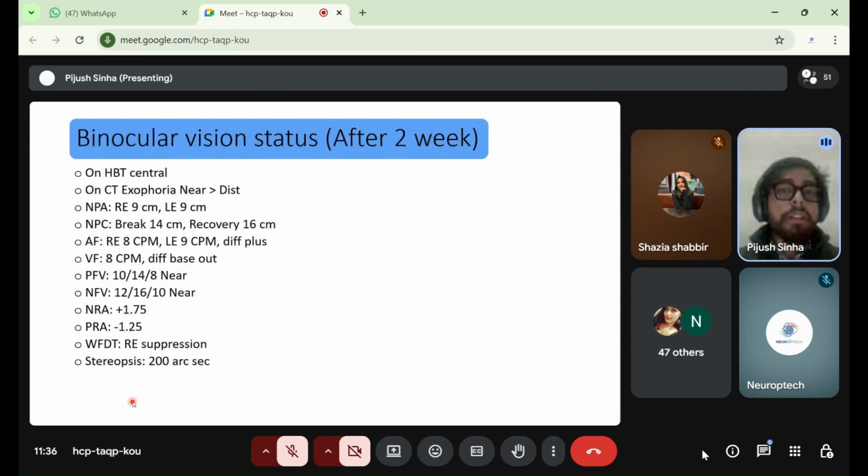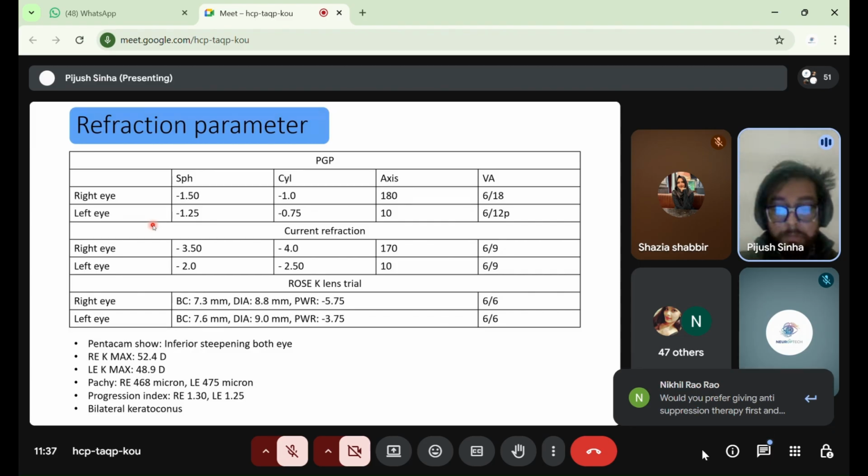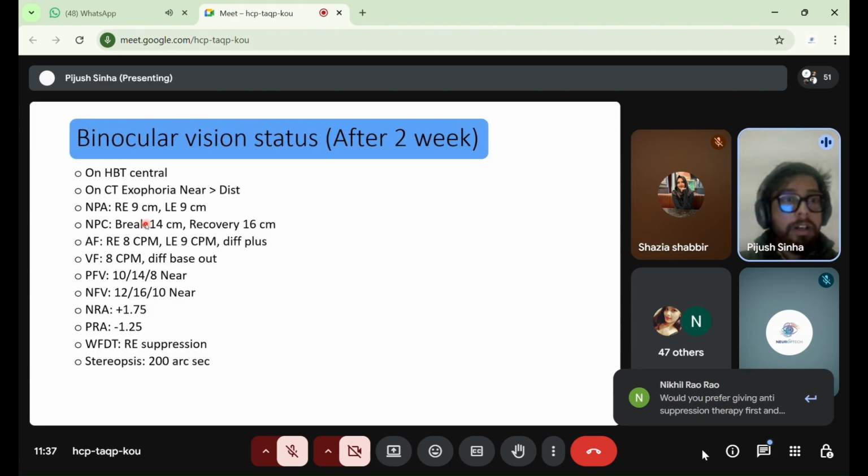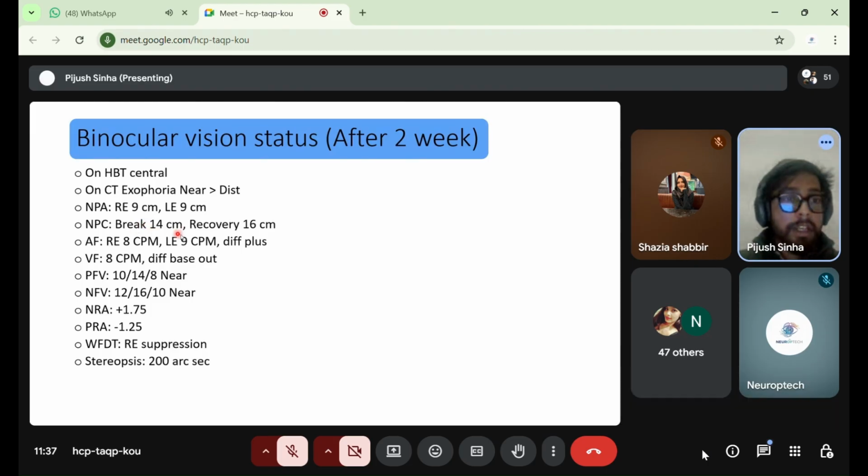This is the binocular vision status. After 2 weeks, I did the assessment when the patient was properly adapted with the contact lenses. He was happy, but he was still complaining. Here HBT was normal, CT showed exophoria for near more than distance, and NPA was in normal range, but the NPC value was less. It is 14, where according to his age of 24, NPC should be 10. But here it is 14, that is less.